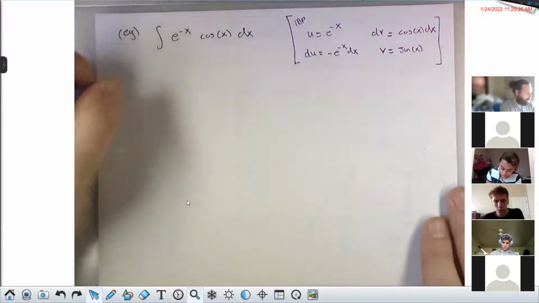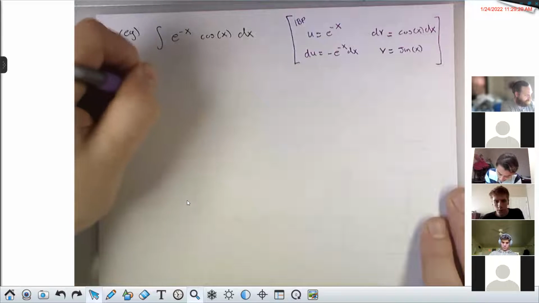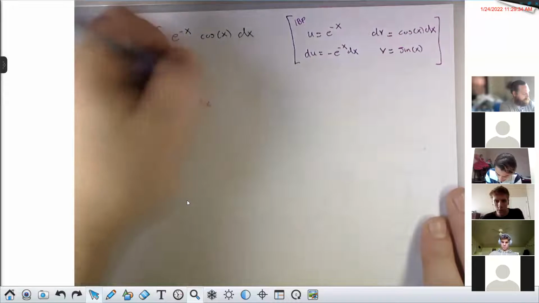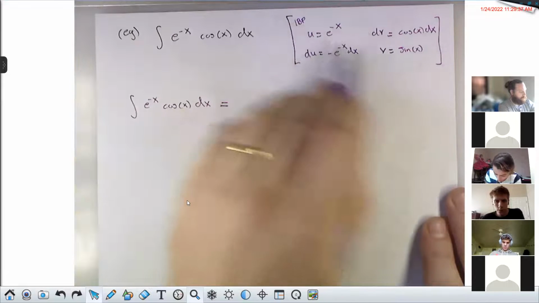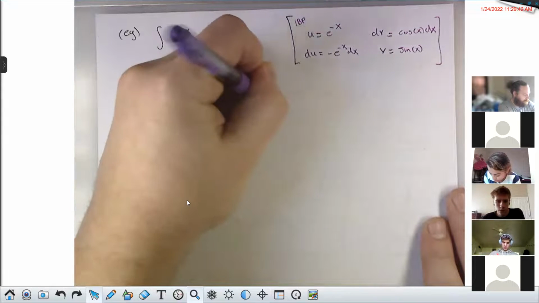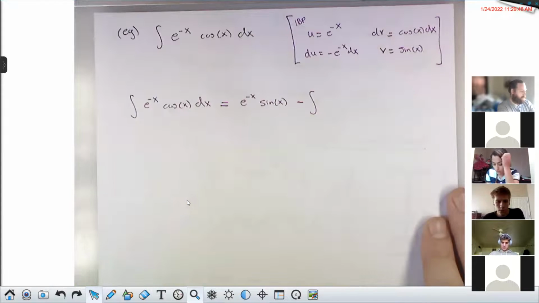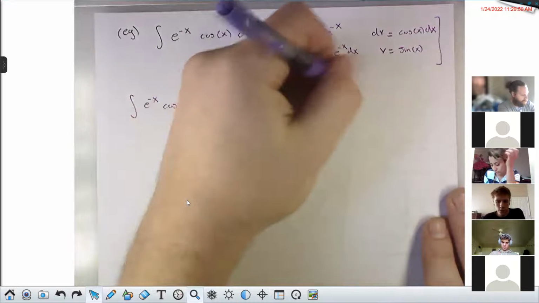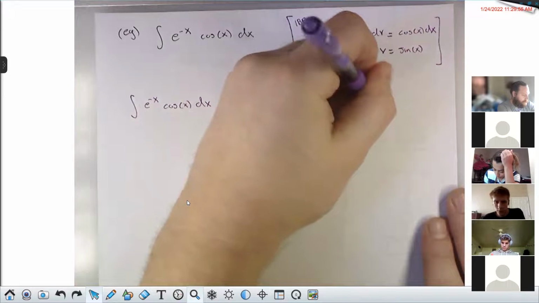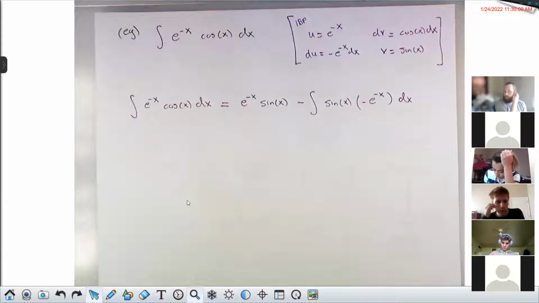I'm going to write the whole thing here. I'm going to write the original integral of e to the negative x cos x dx is equal to u times v, so that's e to the negative x times the sine of x, minus the integral of v times du. So that's sine of x times negative e to the negative x dx.